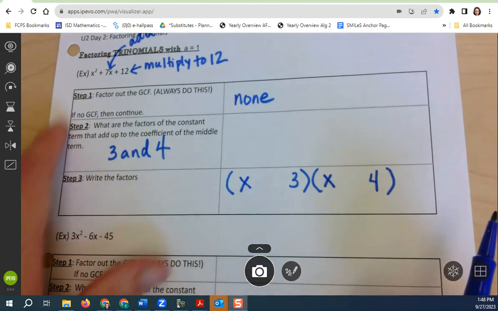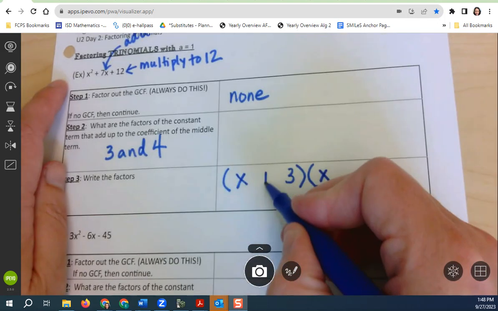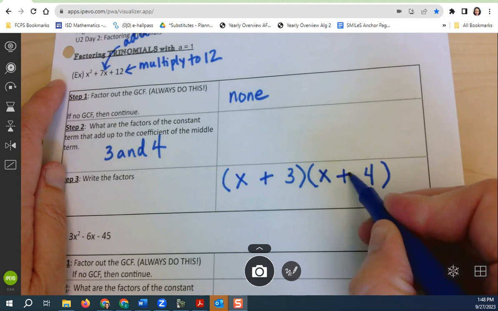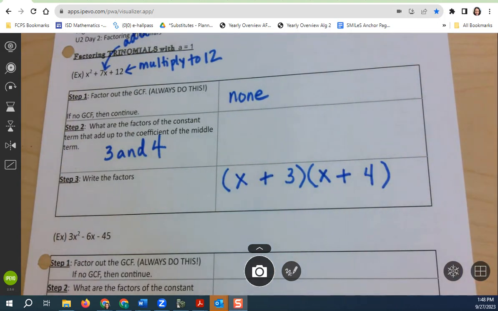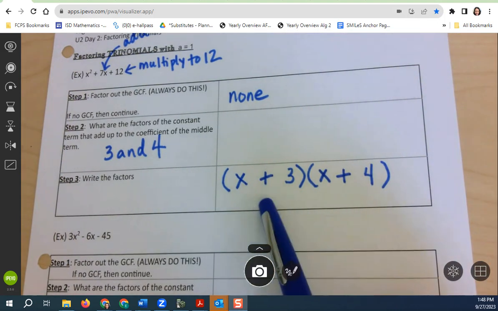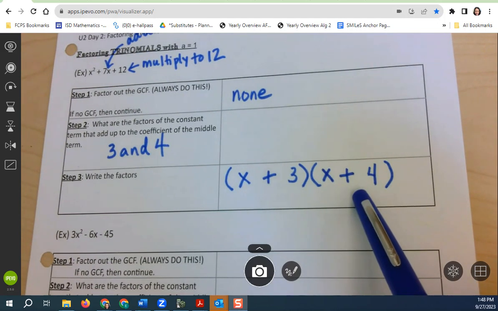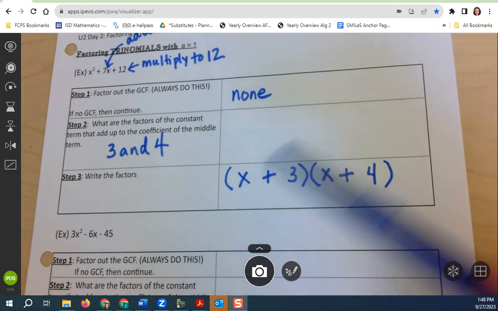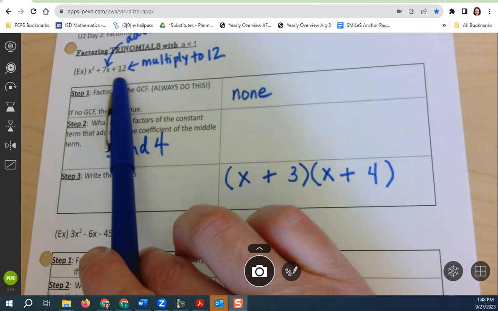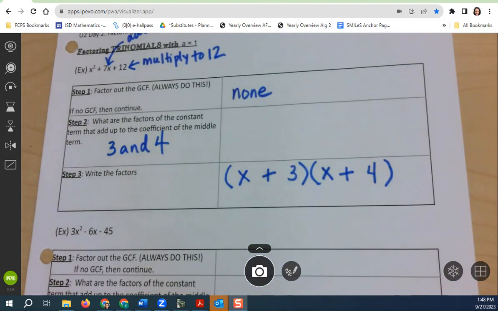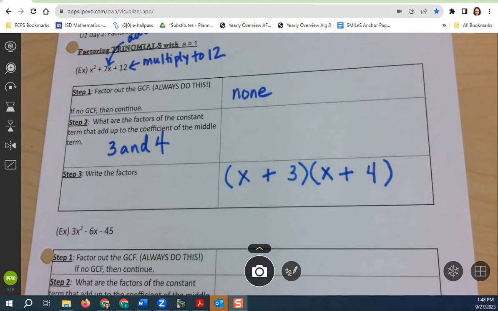And in this one, everything's positive, so that's easy. These are going to both be plus. So these are the factors, and that means that if I multiply x plus 3 times x plus 4, and I combine my like terms, it's going to end up being this: x squared plus 7x plus 12.